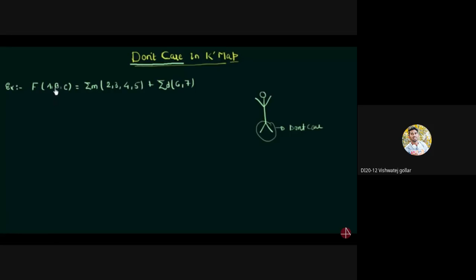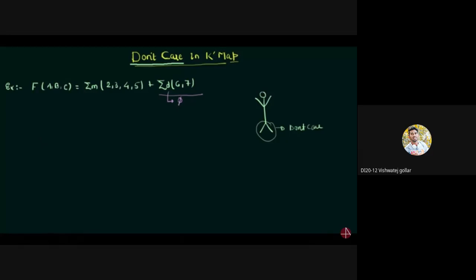In this, there is a 3-variable function f, which has the minterms m2, m3, m4, and m5. Now this particular thing represents the don't care: summation d. This d represents don't care. Instead of d, you could have phi, which is sometimes used instead of d. And 6, 7 are the cells in which we have the don't cares, which means m6 and m7 are the don't care conditions.